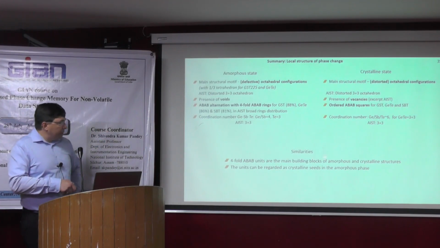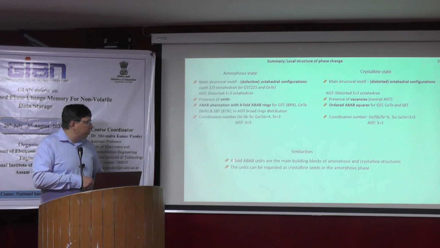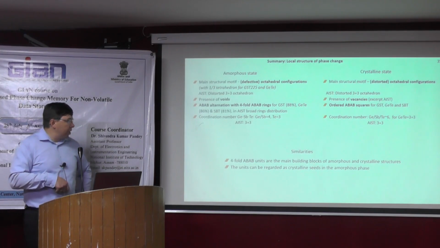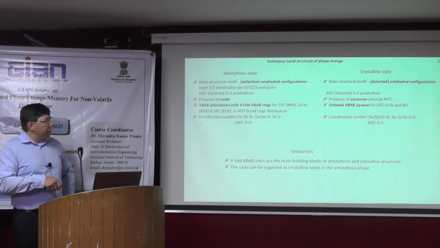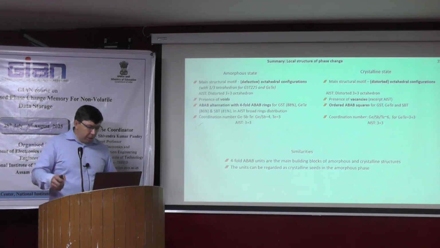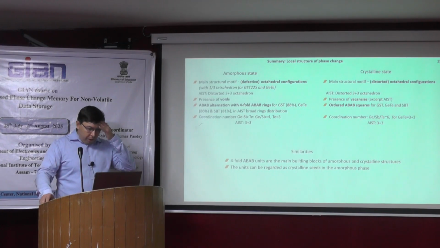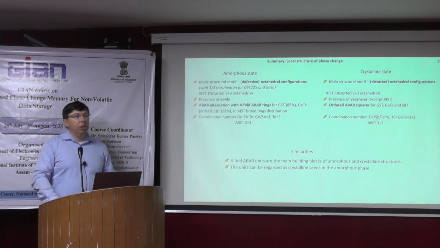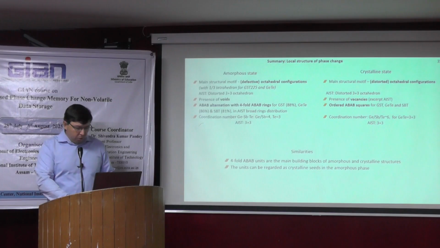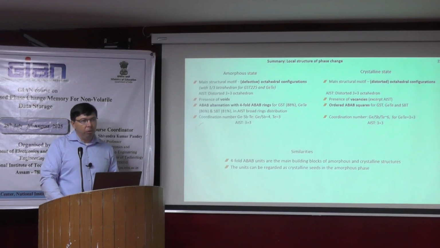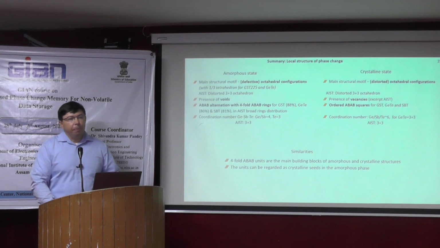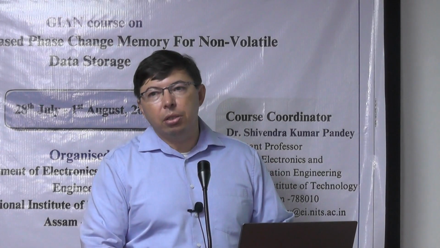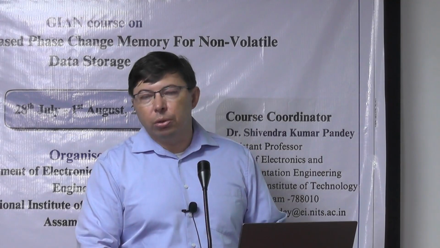So at the end, I have some similarities between the structures. This is the 4-fold ABAB units. These are the main building units of amorphous and crystalline structures. And these units can be regarded as crystalline seeds in the amorphous space. As I said, we will consider how they play a role in the phase changes. So I think I will stop at this point, because it has no sense to start with another lecture on bonding, which is a very interesting topic in the phase change community. And so we can use this 5 minutes or more for a discussion round.